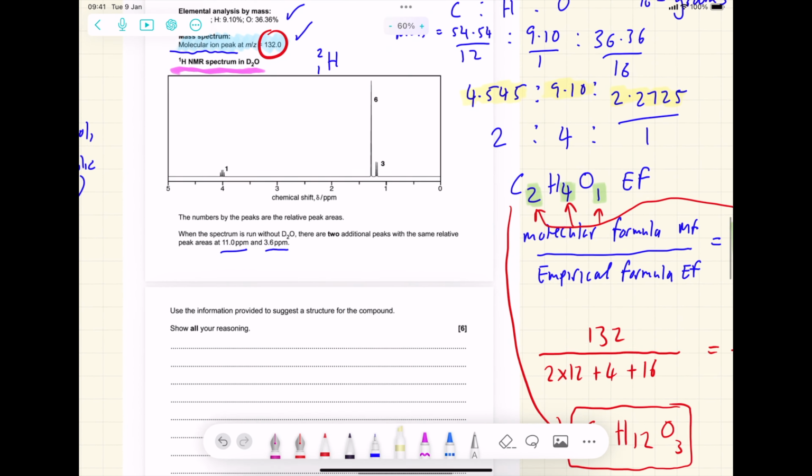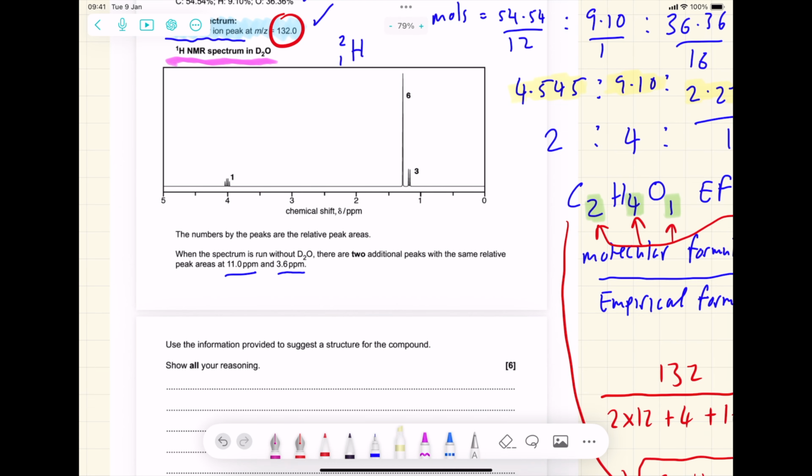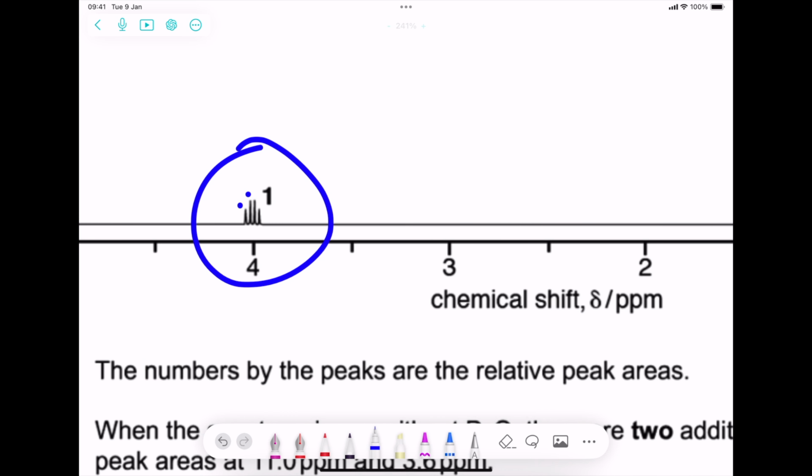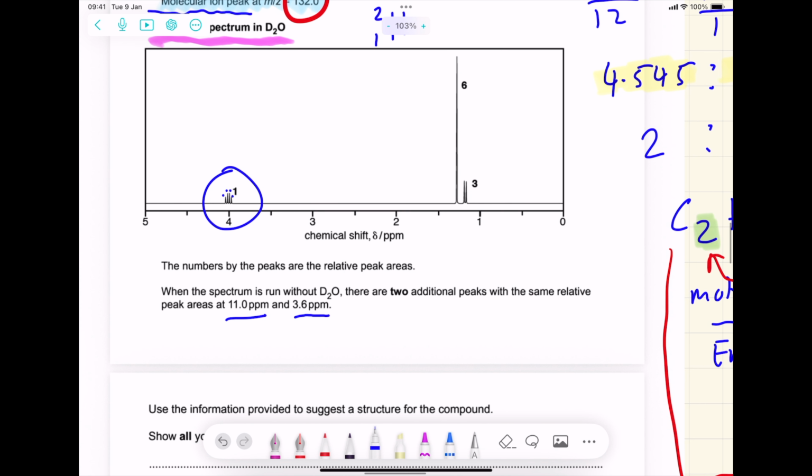Right, the next thing that catches my attention is this. If you zoom in, we can see that that is split into 4. 1, 2, 3, 4. And by the way, when you look at NMR spectra, every little blip, if you like, every little spike counts as something you have to read. So that there is a quartet.